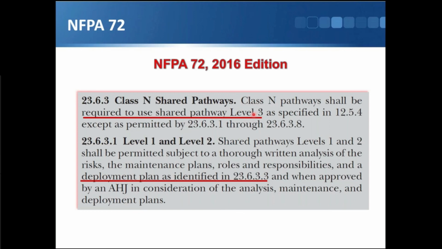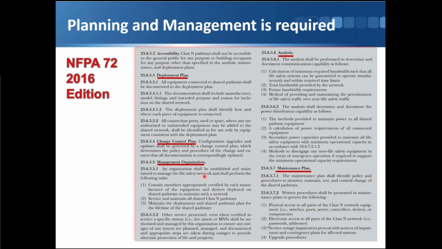So for level 1 and 2, you have to have a deployment plan if you're going to begin to share. This is another whole new section, part of NFPA 72, and the annexes where a lot of it is in the body of the code here, where you have to have a deployment plan, you have to have a group of people, a team of all the stakeholders that will have to have regular meetings to maintain the system over time.